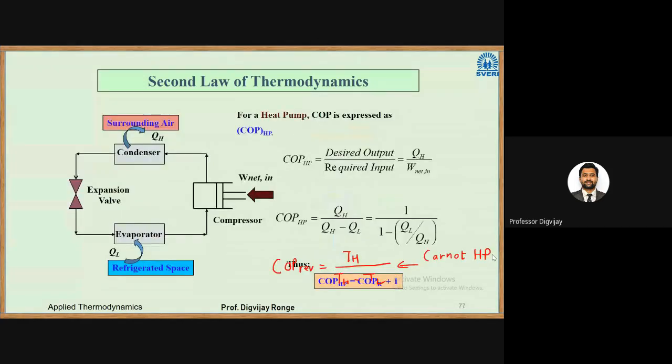Right, and another equation is given here. It is COP of heat pump is equal to COP of refrigerator plus 1. So COP of heat pump is always 1 plus COP of refrigerator.